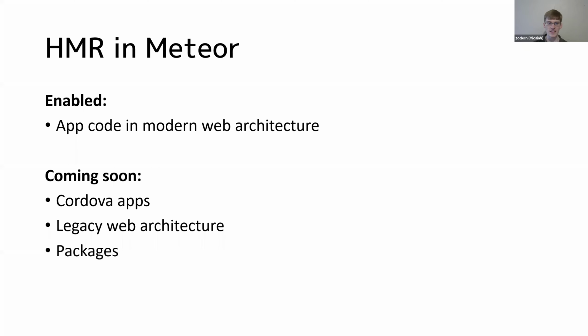So at the moment, HMR is only enabled for app code and the modern web architecture. I kept it limited initially to simplify development and testing, but soon you'll also have it for the legacy web architecture, for the web architecture for Cordova apps, and for packages.